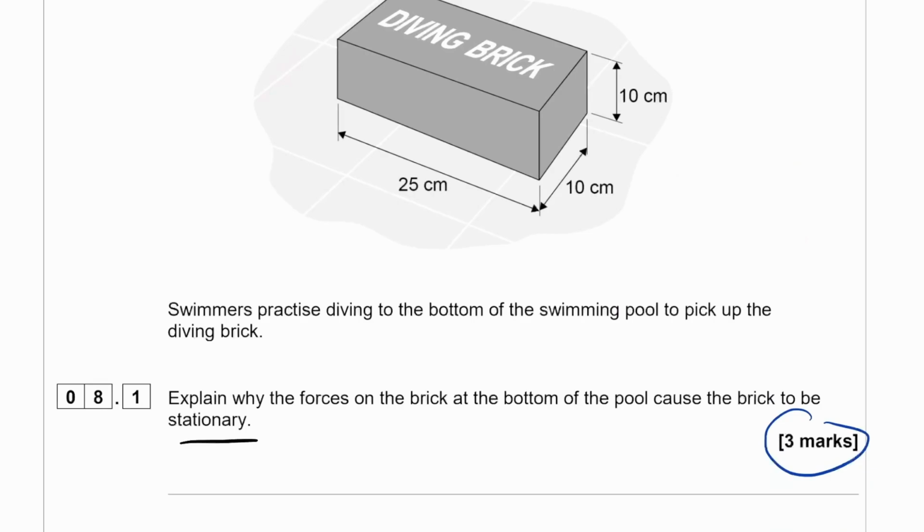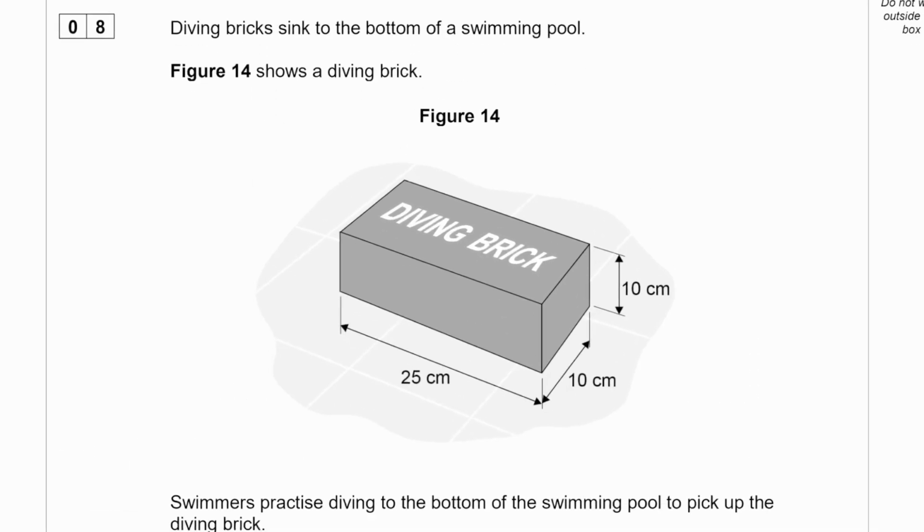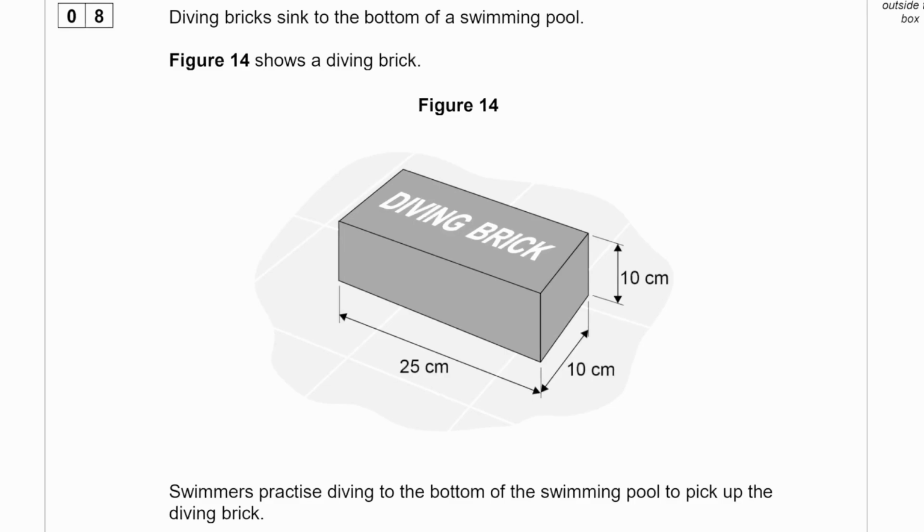Now, if something is stationary or moving at a constant velocity, that means that basically there's no resultant force. Okay, so resultant force equals 0. So when we're going to answer this question, because it's worth 3 marks, basically our answer needs to be in enough detail to explain why the resultant force on this brick is 0. Okay, so let's think about the forces that are actually acting on this brick. Now, when the brick is at the bottom of the swimming pool, there's 3 forces.